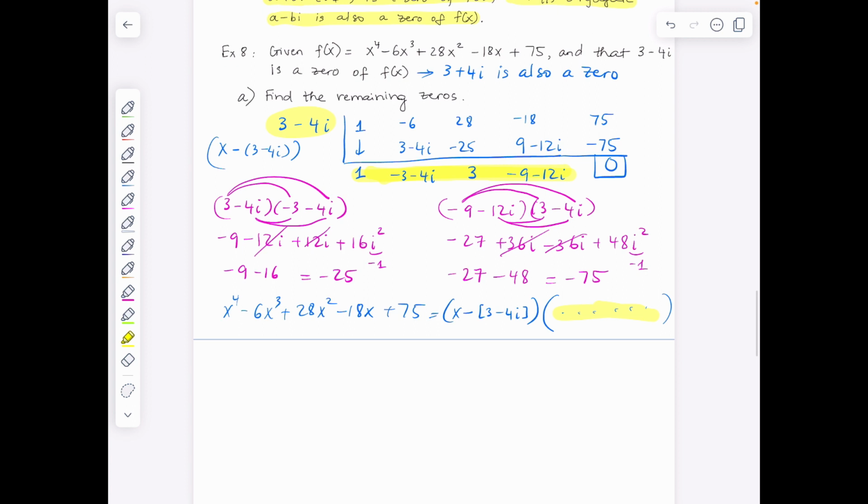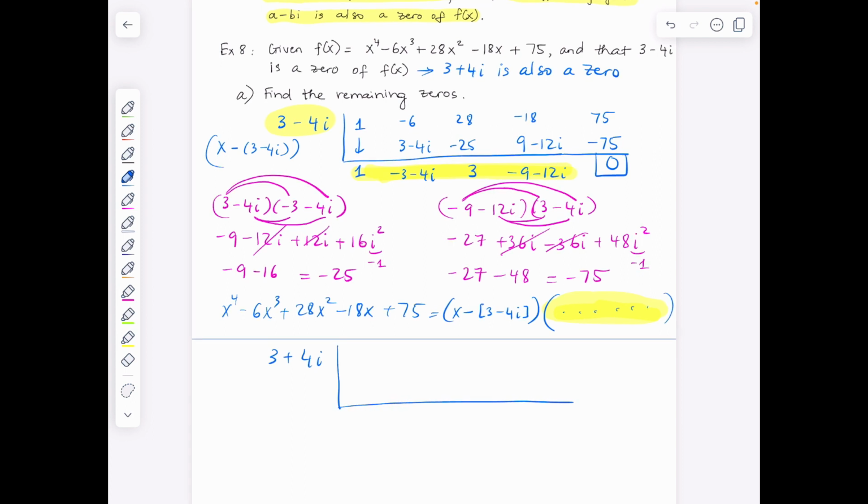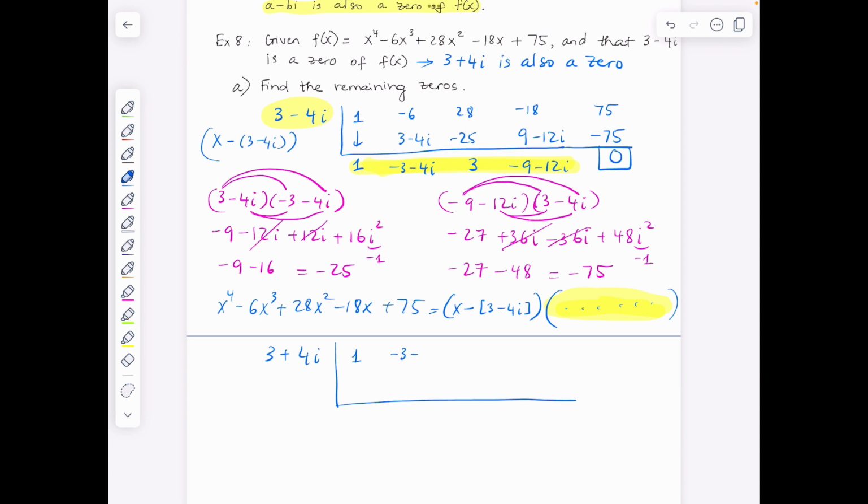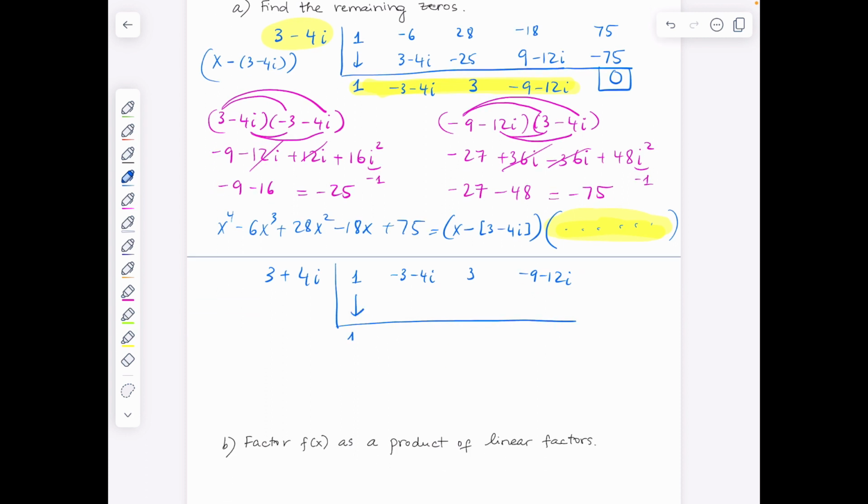In fact, we're going to continue to break this quotient up even further by taking that quotient and dividing by the second known 0, which is 3 plus 4i. And we're going to use those coefficients that we just found. So 1, negative 3 minus 4i, 3, and negative 9 minus 12i. So bring down 1. 1 times 3 plus 4i is 3 plus 4i. Add these two, everything should cancel, give you 0. 0 times 3 plus 4i, that's 0. 3 plus 0 is 3.